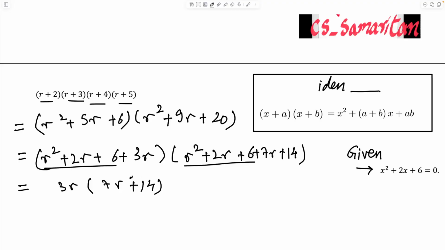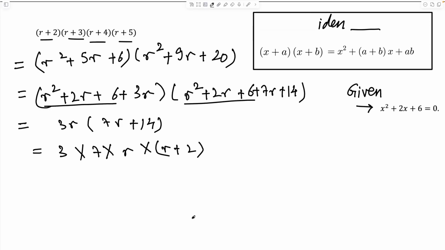Taking 7 common from this, what do I get? 3 times 7 times r plus 2, right? If I were to multiply this r and take it inside, what will that become, right? 21 times r square plus 2r, right? I get this. Now how can I apply this again over here? I can simply do it like this. I will basically add a 6 and subtract a 6, right?